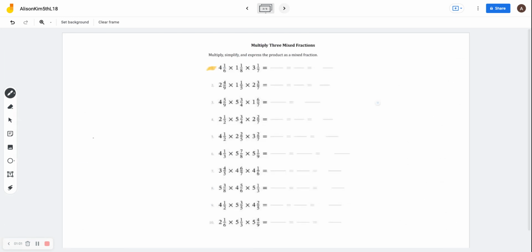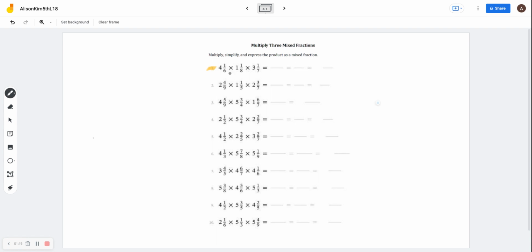Now we're going to be multiplying three mixed fractions. I'm not really sure what these lines mean. I think they're just to help guide you. But in my case, I'm just going to disregard them. So once again, it's easier to multiply mixed fractions when you turn them into improper fractions. So I'm going to do just that.